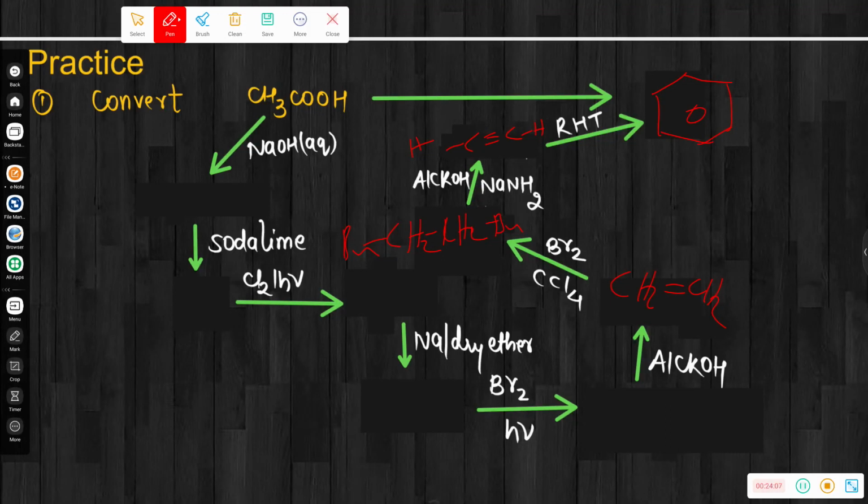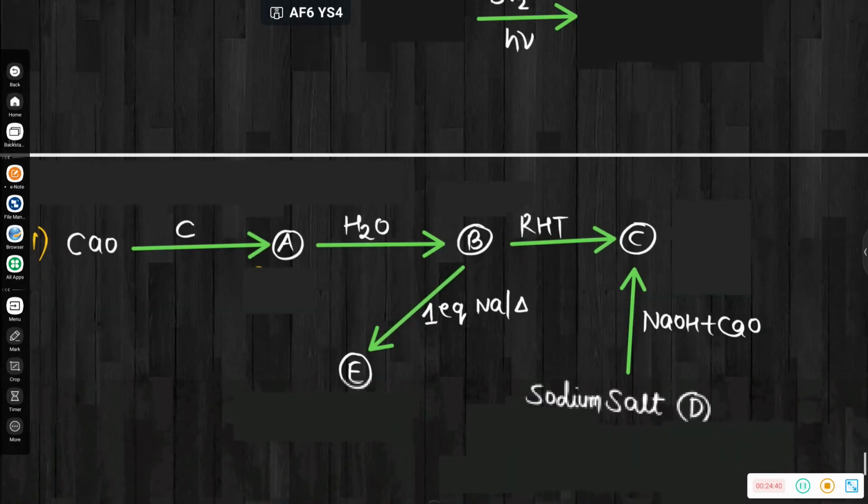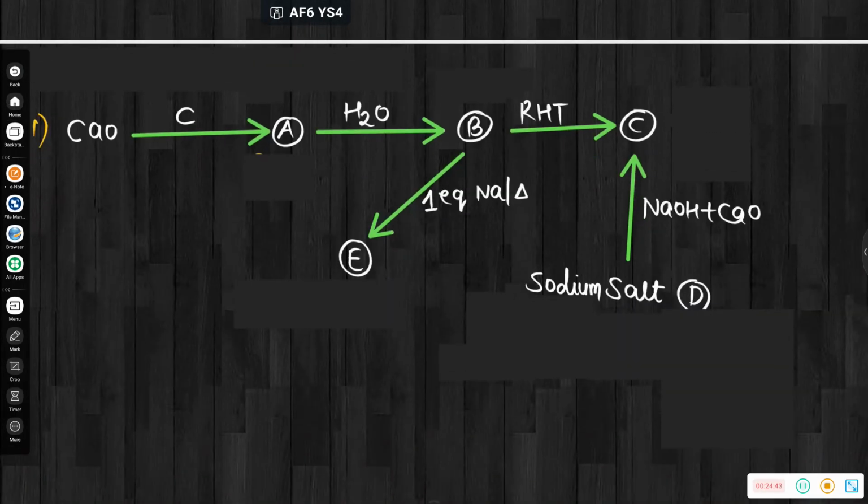How acetic acid is converted to benzene. Like this only it is converted to benzene. So the question is this one, how to convert like that? How will we convert acetic acid into benzene? You have to make like this. Got it? I'll tell you this one question. CaC2, what will form?